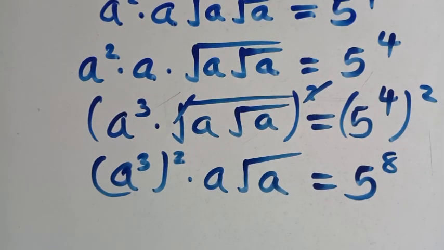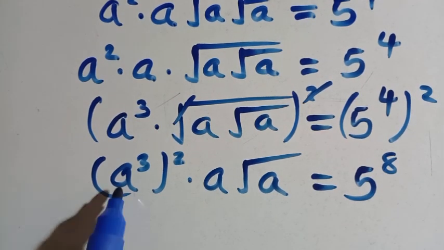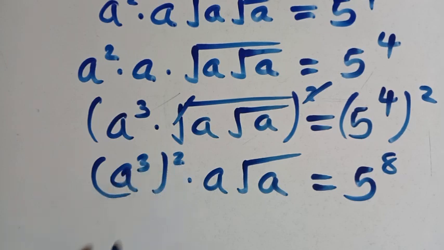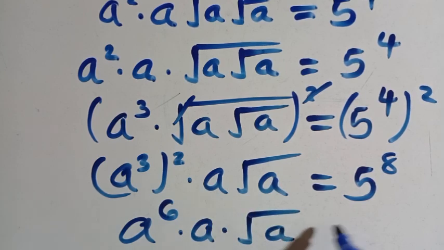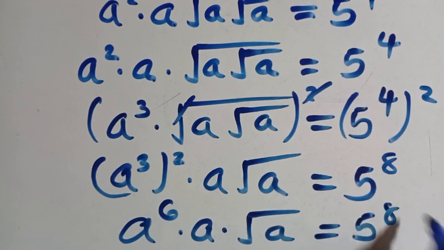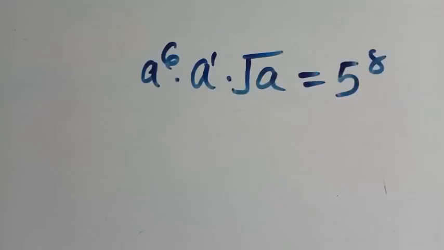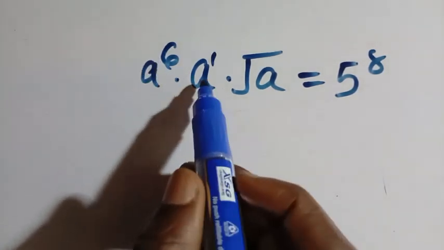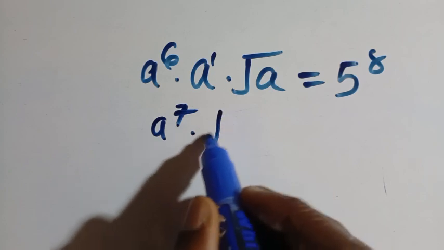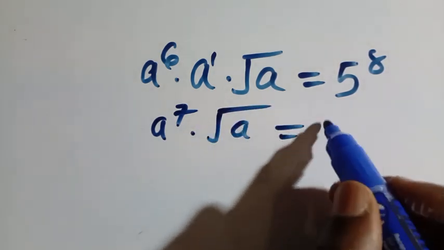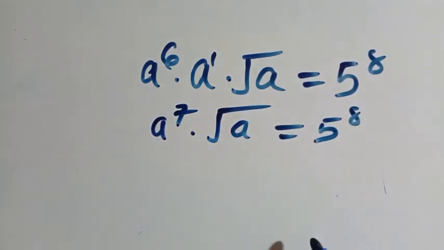And by the rule of exponents, this a raised to the power 3, so 3 will multiply 2, and we have a raised to the power of 6 multiplied by a, then multiplied by the square root of a equals 5 raised to the power of 8. And here we can see that a raised to the power 6 multiplied by a raised to the power 1 gives us a raised to the power 7, then multiplied by the square root of a equals 5 raised to the power of 8.